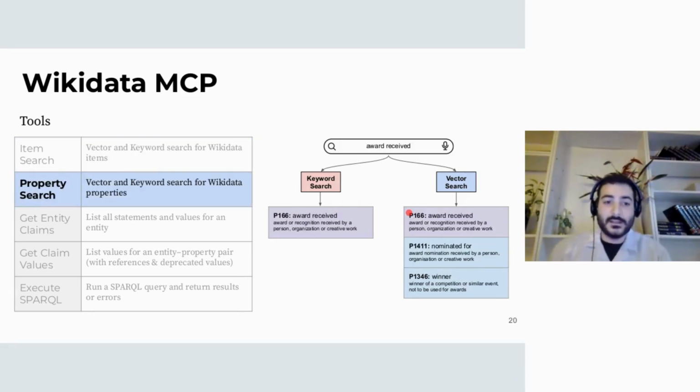Property search is exactly the same thing, but to find Wikidata properties. We have this example right here. When we search for the words "award received", keyword search gives you exactly what you're looking for, and vector search also gives you properties that might be similar in meaning to the one that you're looking for.